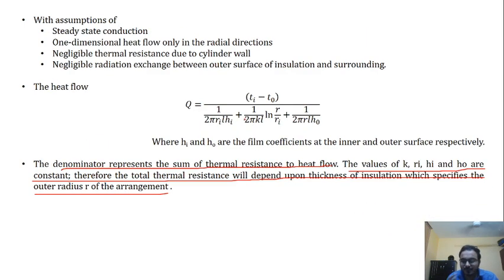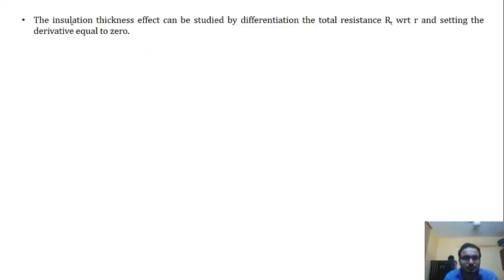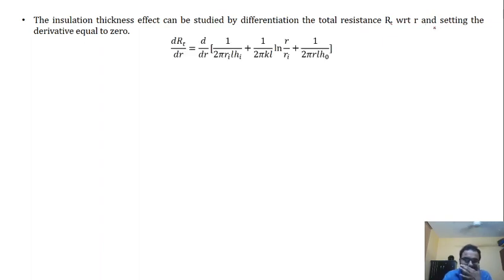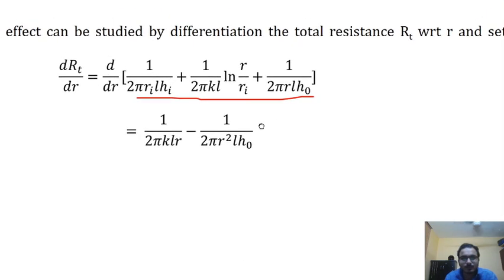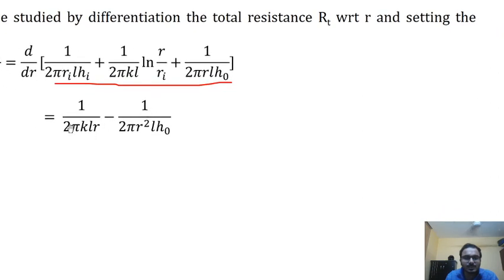So to understand this effect, the effect of the insulation thickness can be studied by differentiation of total resistance RT with respect to r and setting the derivative equal to 0. So what we are going to do, we are going to differentiate this and then equate it to 0. So the differentiation gives us this.